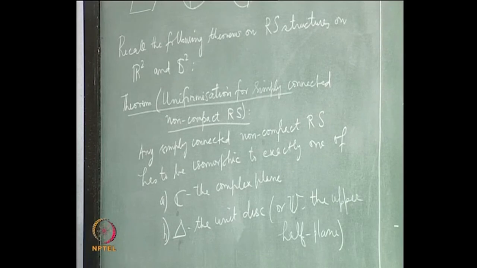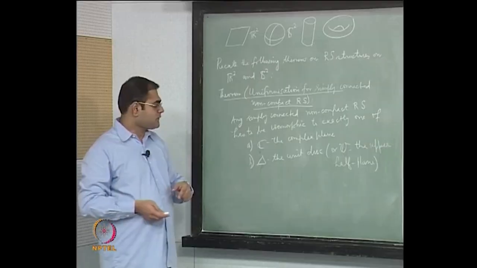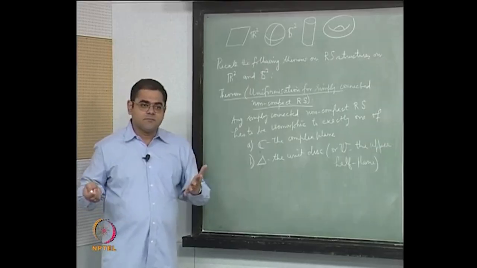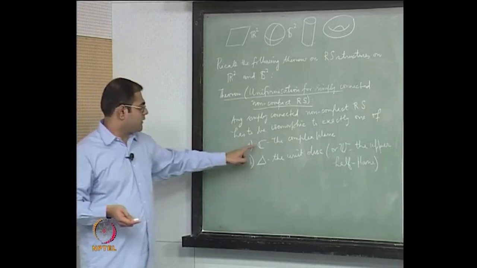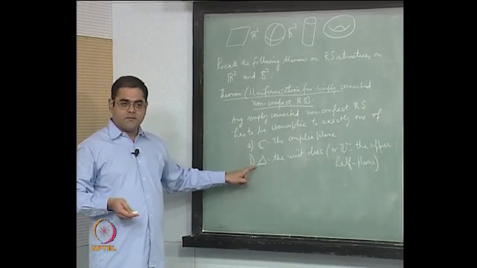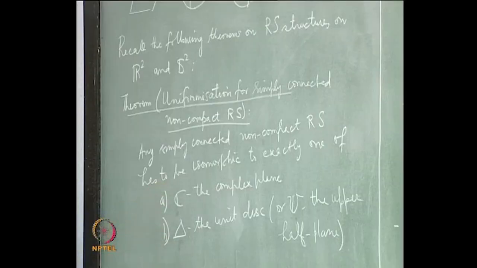and that was example 2 of the previous lecture. And the Riemann mapping theorem ensures that these two are not isomorphic. These two are not equivalent, they are not biholomorphic.